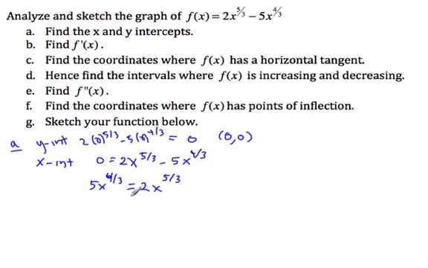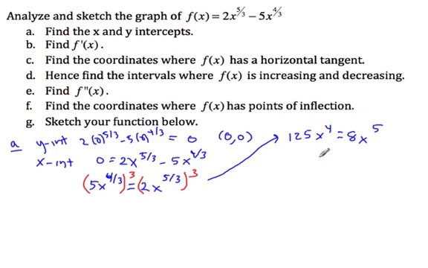My goal is x equals. At this point you could raise both sides to the power of 3. Good technique. That would eventually come out to be 5 cubed, so that's 125, times x to the 4th, equals 2 cubed, 8, times x to the 5th.